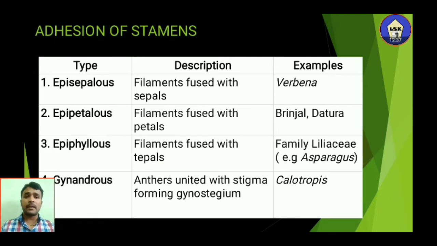Sometimes there may not be the presence of petals, so any one of the non-essential floral parts may be missing. Such flowers are incomplete flowers. In this case, the filament of the stamen is fused or attached to the sepals. Such stamens are called episepalous stamens, and an example is verbena.